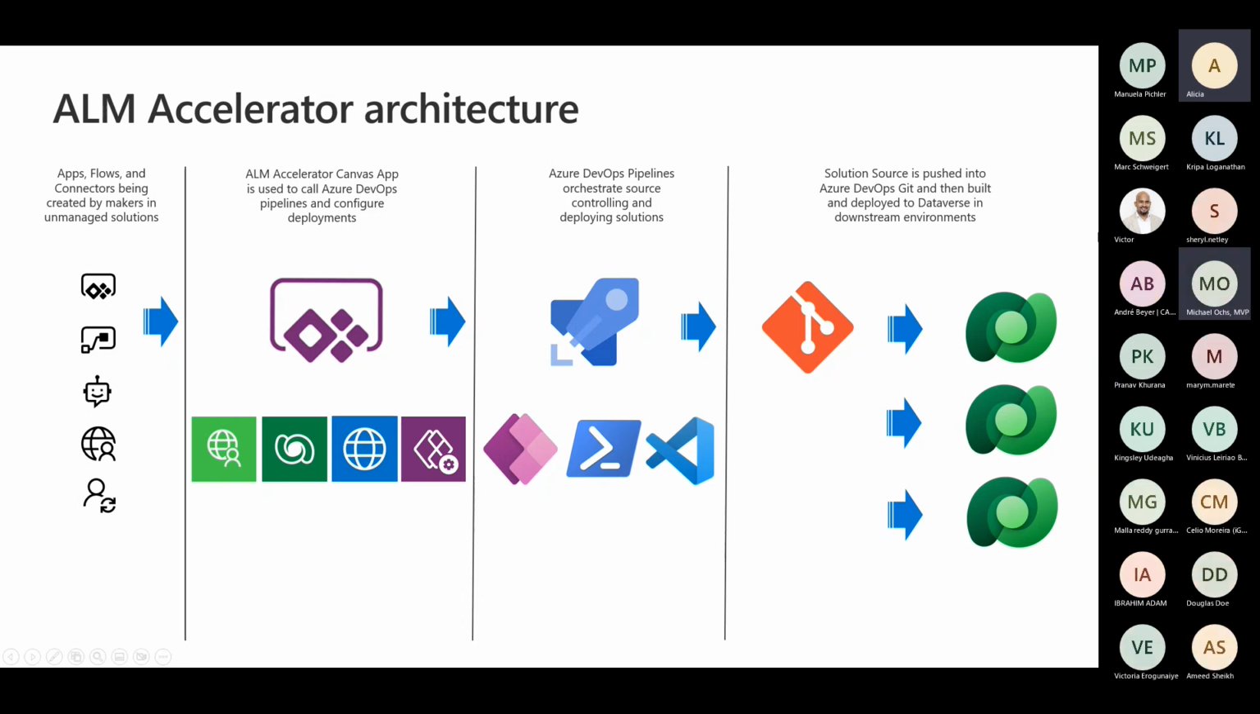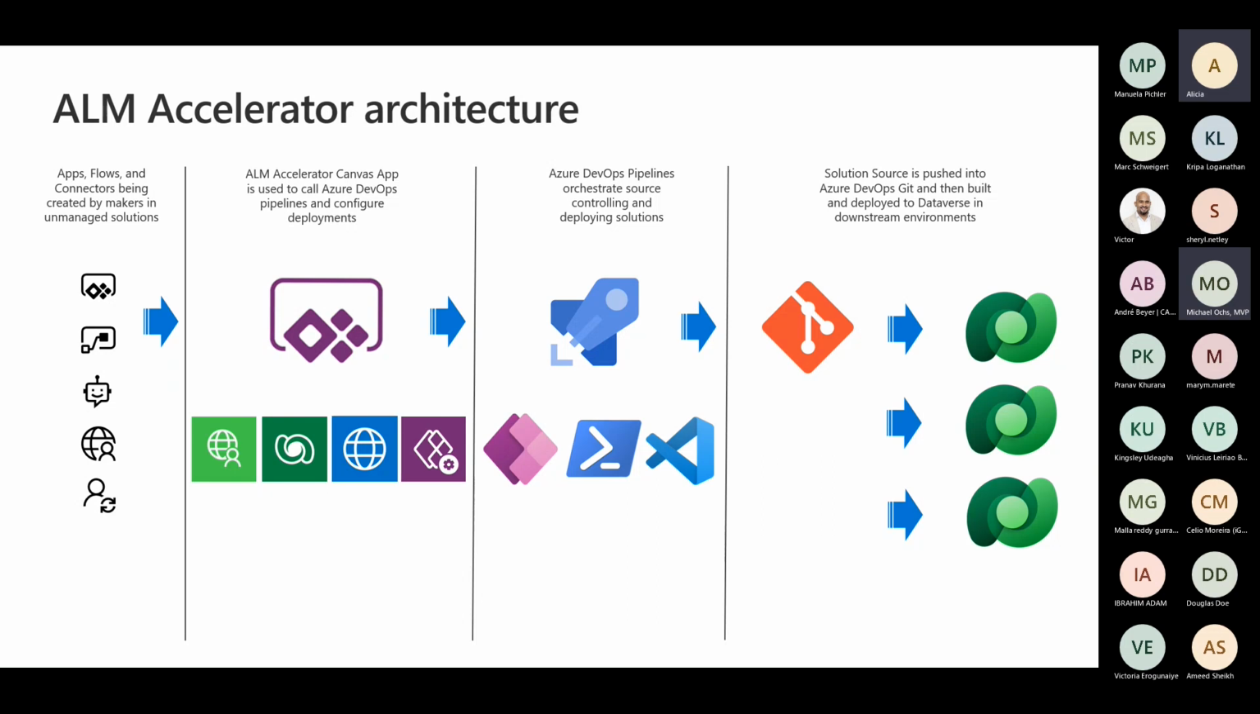So it starts on the left side, right? It starts with a maker creating a solution. It could be Manuela building out a CoE starter kit solution. It could be somebody in your organization building out a productivity app, whatever it may be. Ultimately, they want to be able to take that thing.